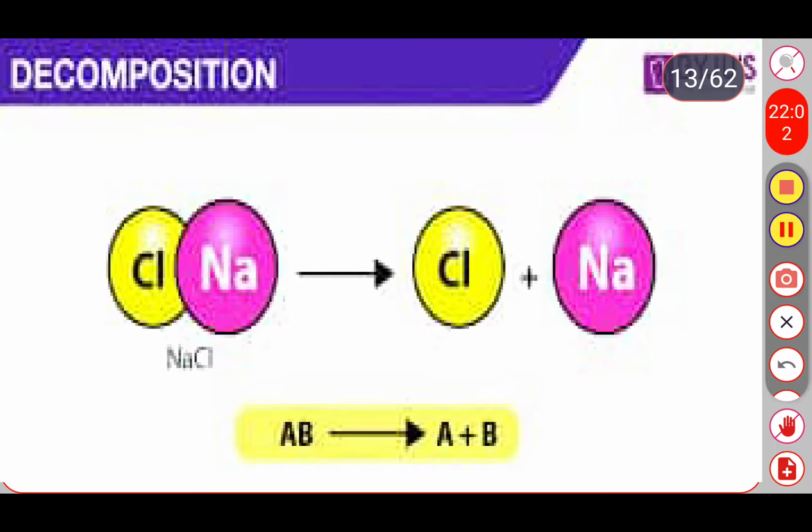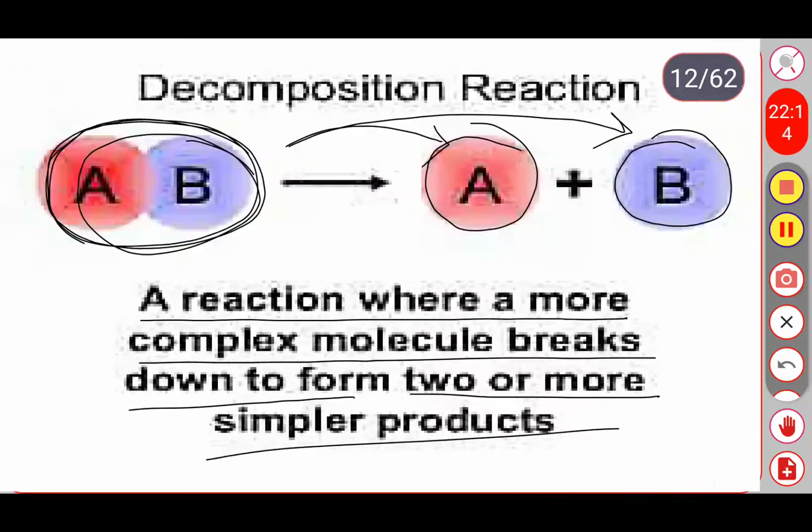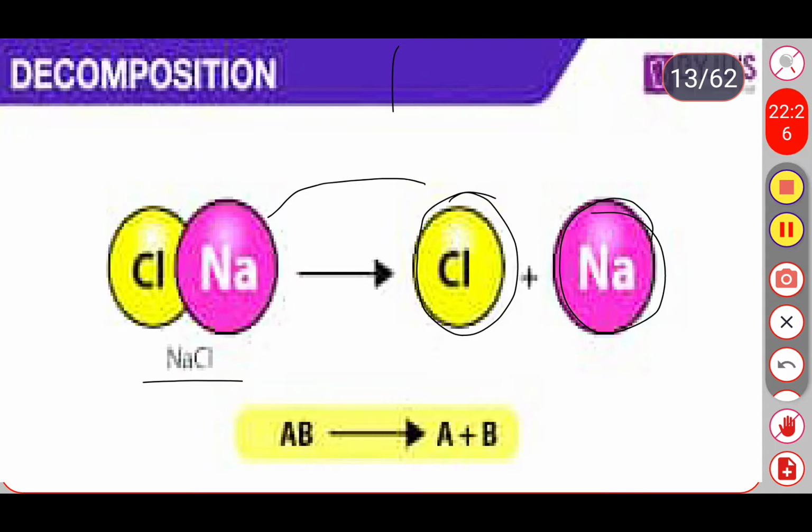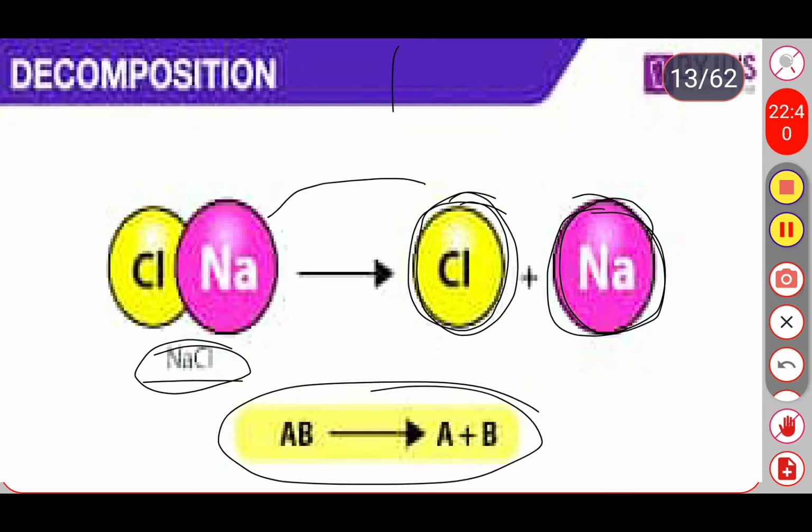So this is exactly opposite to the combination reaction. See here, one example is given: sodium chloride, NaCl. Once the NaCl compound is decomposed, it will form chlorine and sodium. The entire compound NaCl is decomposed. It forms two new substances, sodium and chlorine. So AB is the complete compound. Once it breaks down, it forms A and B as the two simplest elements. So this is the decomposition reaction.